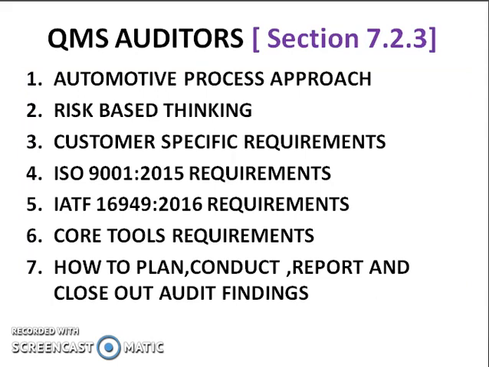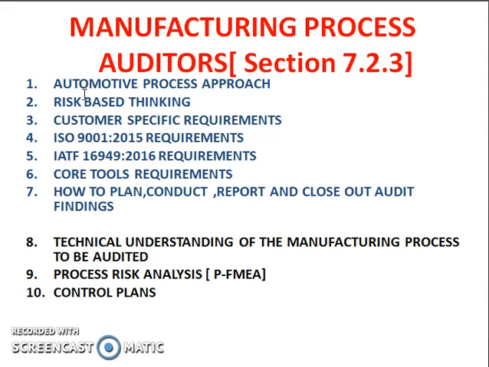Okay. Have you understood what kind of competence the QMS auditor is supposed to have? These 7 points. Now we go to manufacturing process audit. Remember, for manufacturing process auditors, the 7 points we just saw in the QMS audit are exactly the same. But in addition, the manufacturing process auditor is expected to know points 8, 9 and 10. So what are these points? First, the process auditor must have an excellent technical understanding of the manufacturing process which he is going to audit.